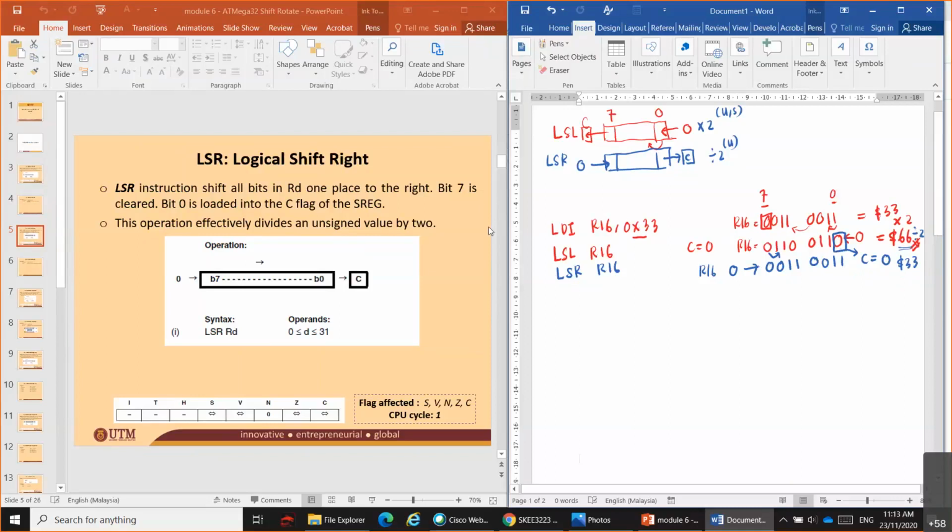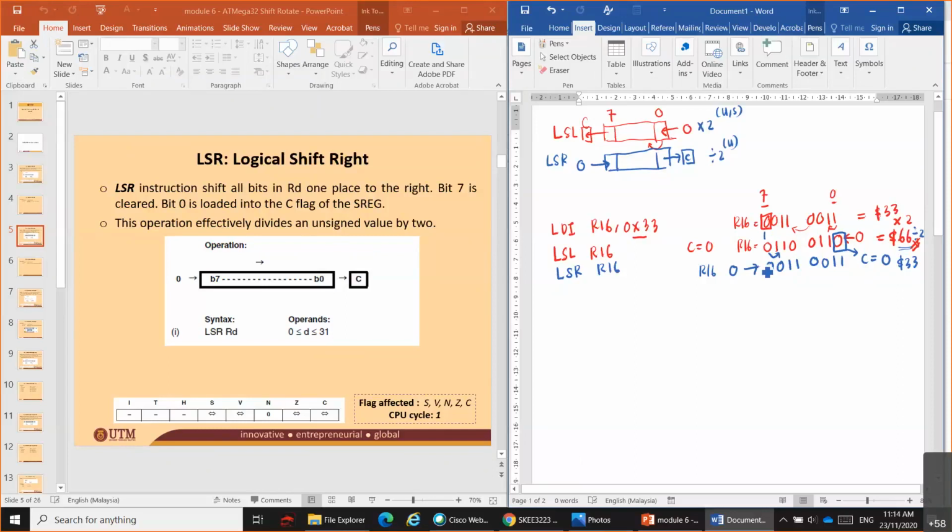So this is only valid for unsigned numbers. Why unsigned? Because, for example, if you have a signed number where bit 7 is 1, bit 7 determines whether you have a signed positive or negative number. Let's say this is a negative number, so bit 7 is 1.